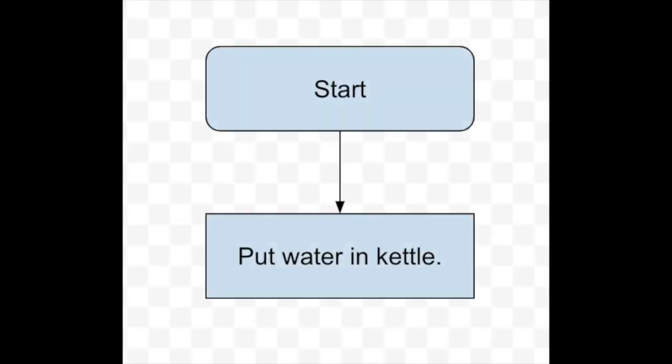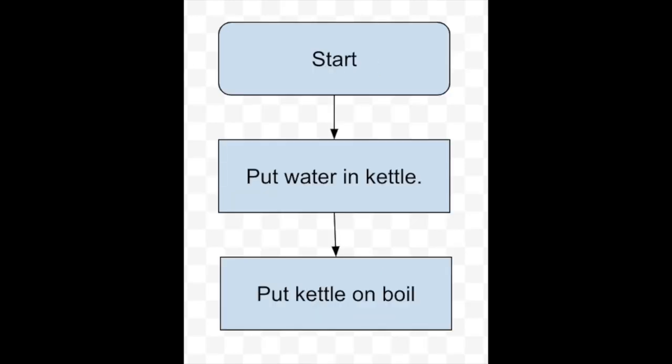On a flow diagram, you can represent that like this. Once the water is in the kettle, we can put the kettle on to boil. Let's represent that like this. What's the most important part of this diagram? The little arrow between these steps. This arrow represents sequence. Only because of this is the boil able to run. Step 2 is dependent on step 1.